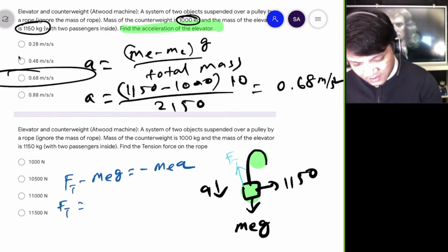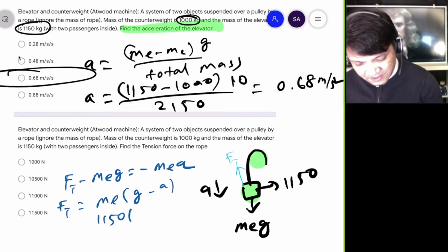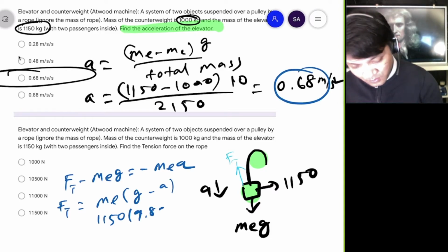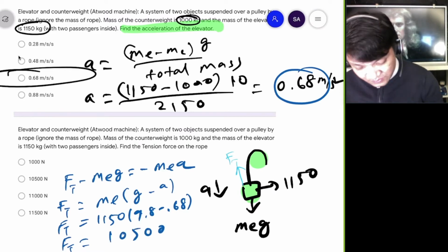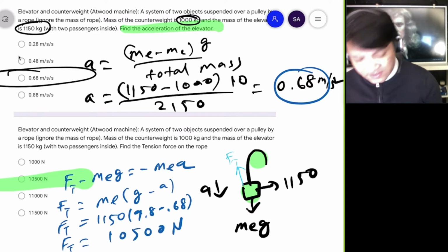So FT would be ME times (G minus A). ME would be 1150. G is 10. We're going to use 9.8. So 9.8 minus 0.68. So FT would be 10,500 newton. So the answer to this question is B. Now let's solve the next problem.